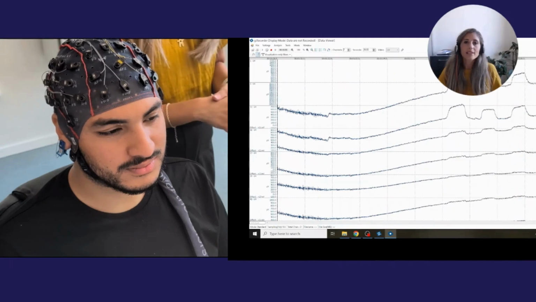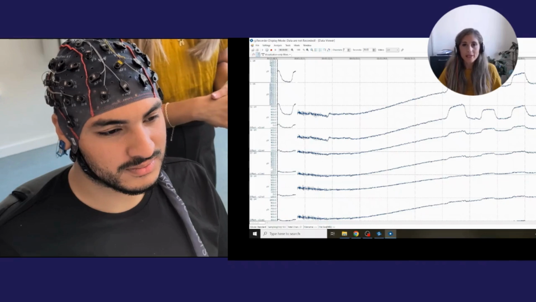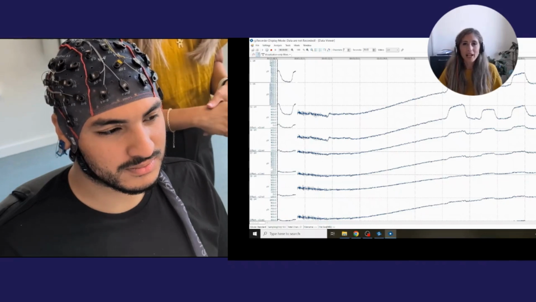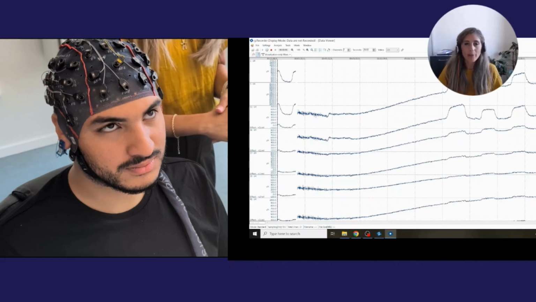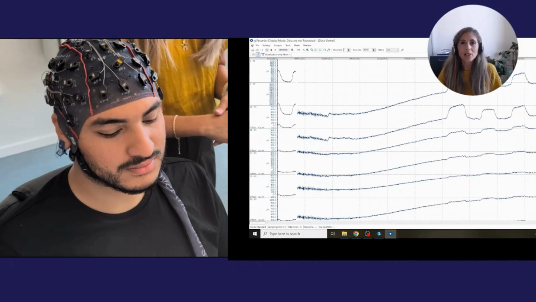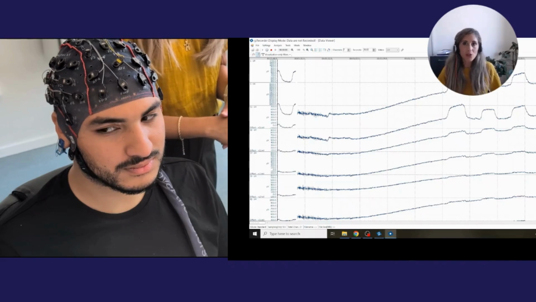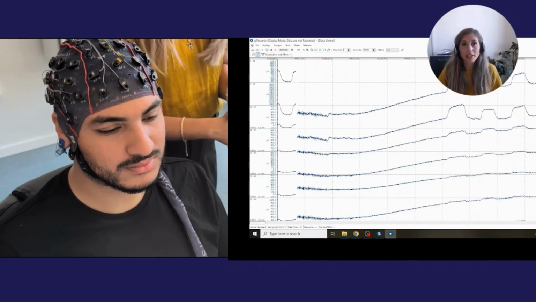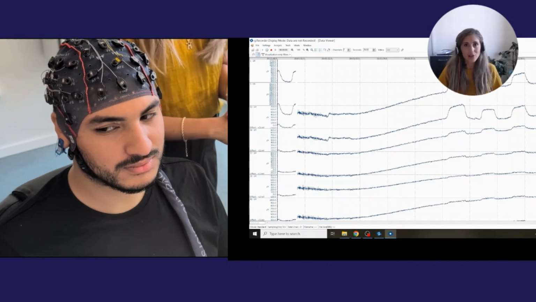Here again, you can see some artifacts created from the movement of the eyes. When you move the eyes up and down and right and left, they create some slower waves, which are still visible in the frontal channels, especially in the frontal channels.